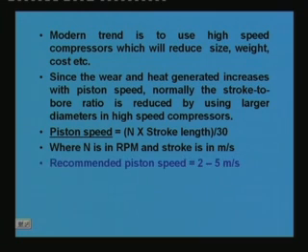And normally the recommended piston speed is about 2 to 5 meters per second. In fact, it is very surprising to note that over the last many decades this recommended piston speed has not really changed. That means the range always lies between 2 to 5 meters per second. There are many practical reasons why it is like this, and normally smaller piston speeds are used in smaller compressors and larger piston speeds are used in larger compressors.